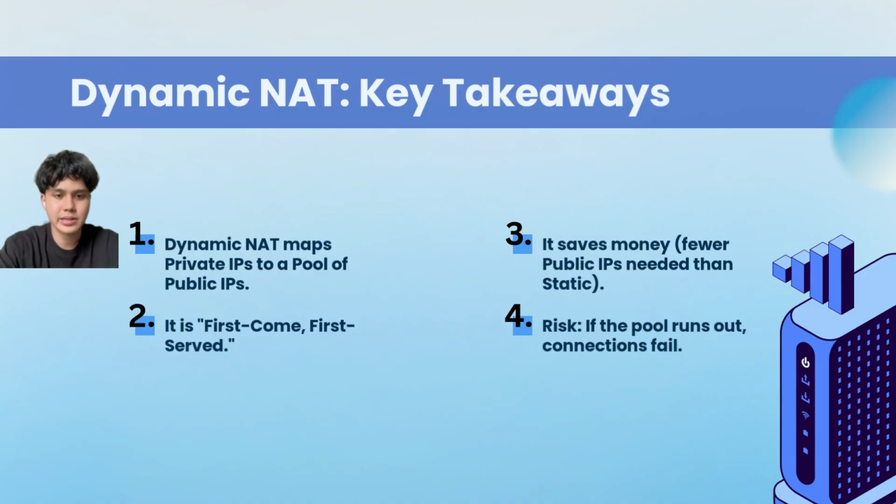Fourthly, the risk of dynamic NAT: the biggest limitation is pool exhaustion. If that pool of public IP addresses runs empty, new connections will fail until someone else logs off. So dynamic NAT solves the cost problem, but it does not essentially solve the scale problem if everyone needs to be online at once. To solve that issue, Afiq will present and walk us through PAT, which is port address translation, the version of NAT that we all use in our homes every day.